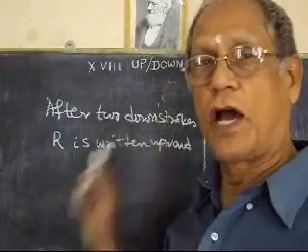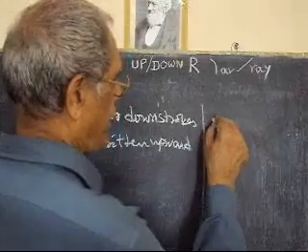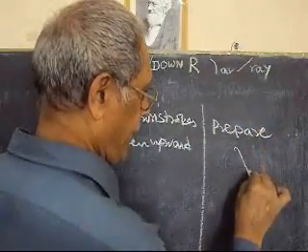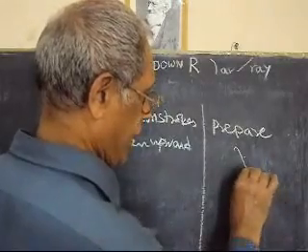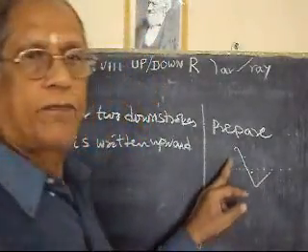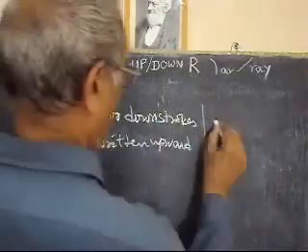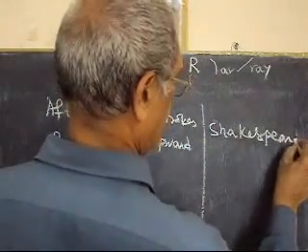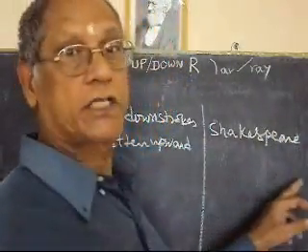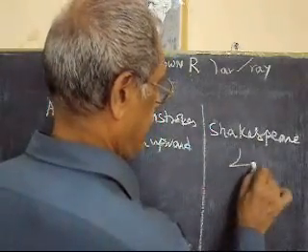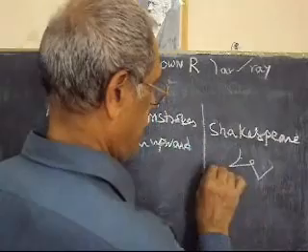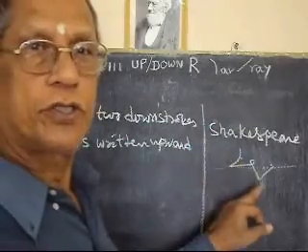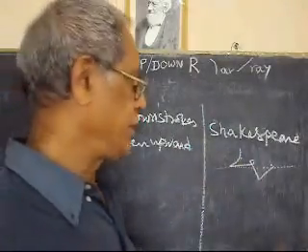After two downstrokes, R is written upward. For example, prepare. After two downstrokes, R is written upward. Shakespeare. It should be two downstrokes. After two downstrokes, R is written upward.